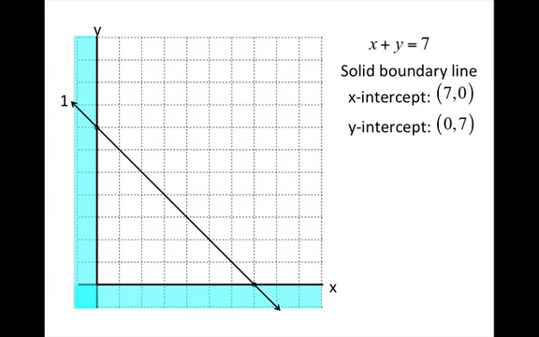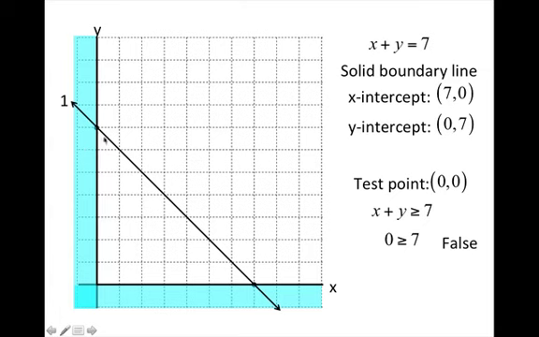Now this boundary line does not go through (0, 0), so I can test (0, 0). Go back to the original inequality, x plus y is greater than or equal to 7. And if I plug in (0, 0), I get 0 is greater than or equal to 7. And that's false. So that means (0, 0) tested false, so every point on the same side as (0, 0) will be false. So we shade or mark out our false area. So we're going to end up shading below that line.